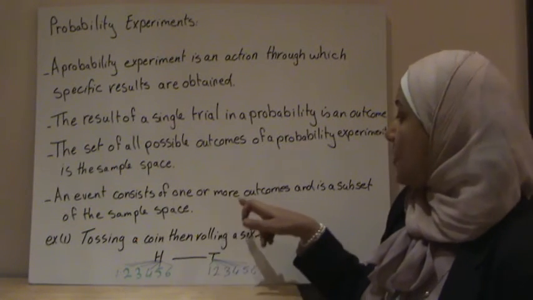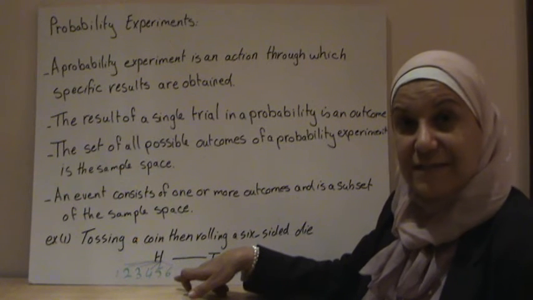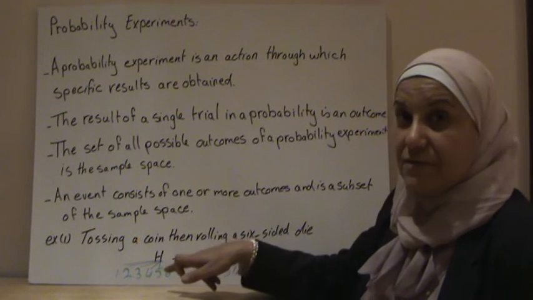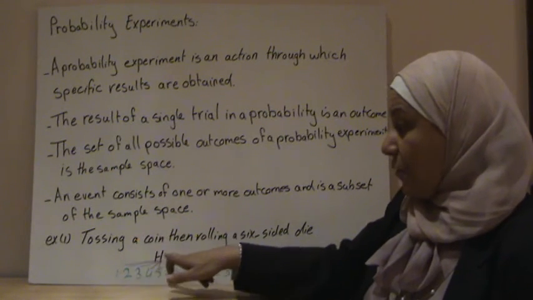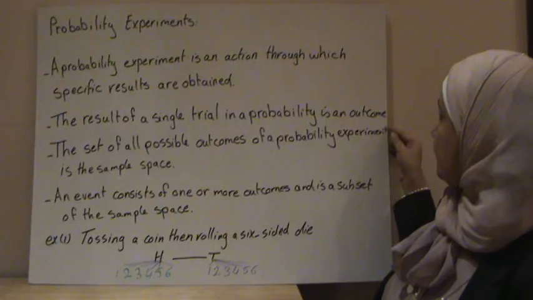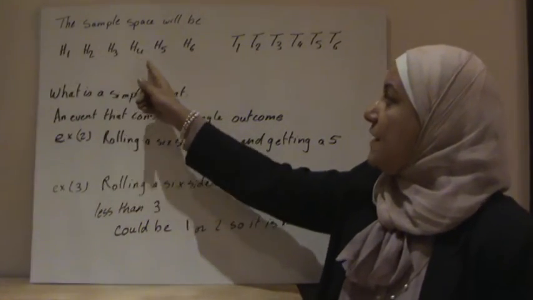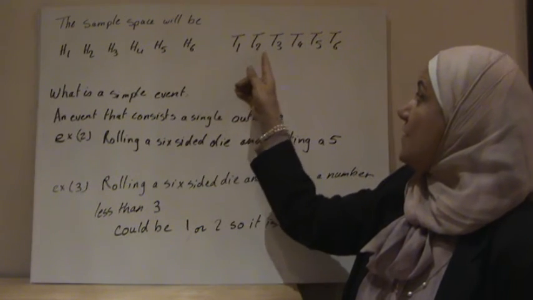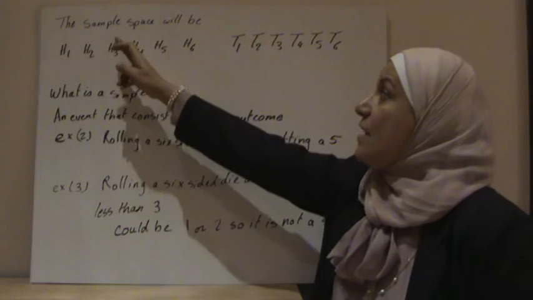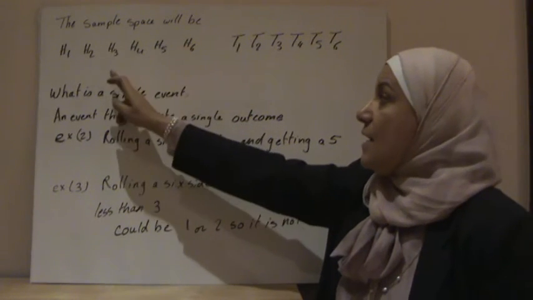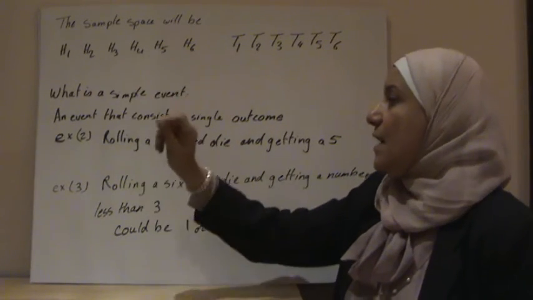And then rolling a six-sided die. How many answers can I have for a six-sided die? 6 answers, which is having 1, 2, 3, 4, 5, or 6. So I can have head with 1, 2, 3, 4, 5, 6, or tail with 1, 2, 3, 4, 5, 6. So those all together, 12, are called the sample space, containing those 12 outcomes. Each one of them is an outcome.